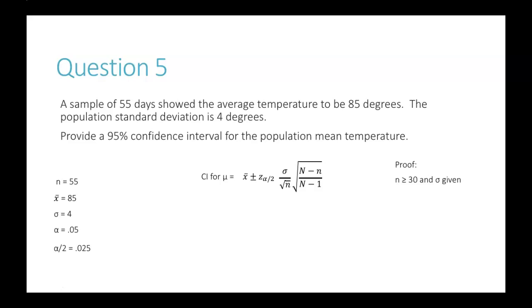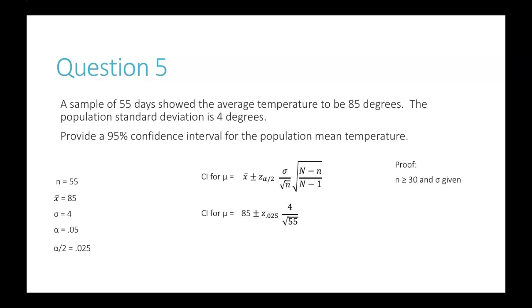So now we can plug in the information that we have here. Right? Our x bar is 85, plus and minus this z-score of 0.025, which we're going to have to figure out in a bit, times 4 divided by the square root of 55.